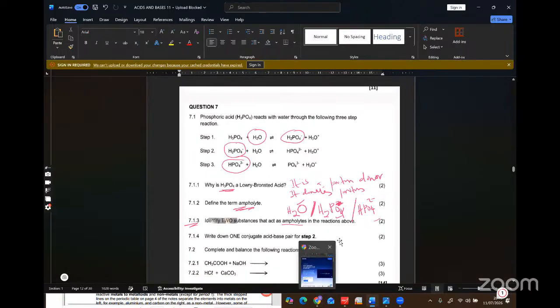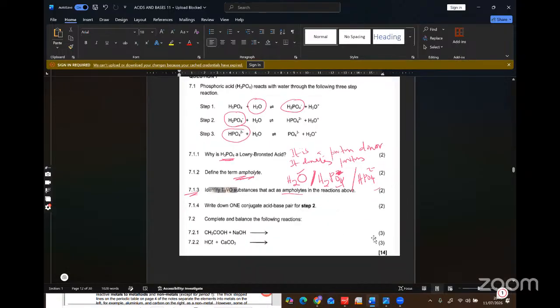Then the next question says to write down the conjugate acid-base pair in step 2. So you go to step 2. We are dealing with step 2. They are looking for one conjugate acid. You start with the acid and a base. So the acid must contain hydrogen here. So this is step 2, and this is the hydrogen.